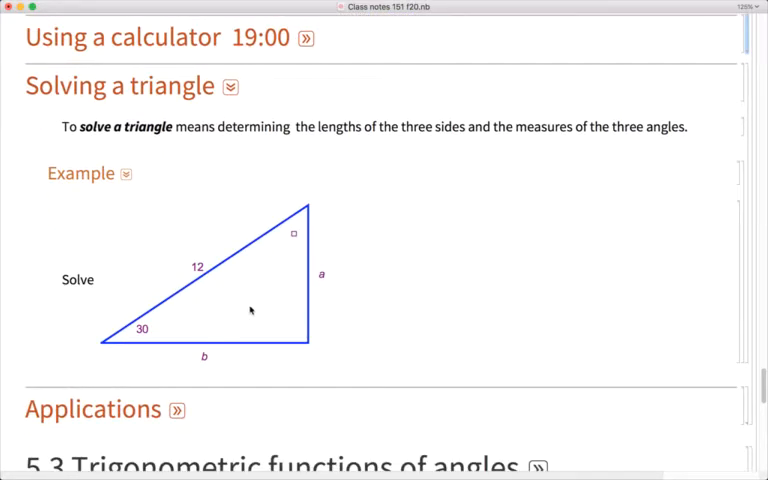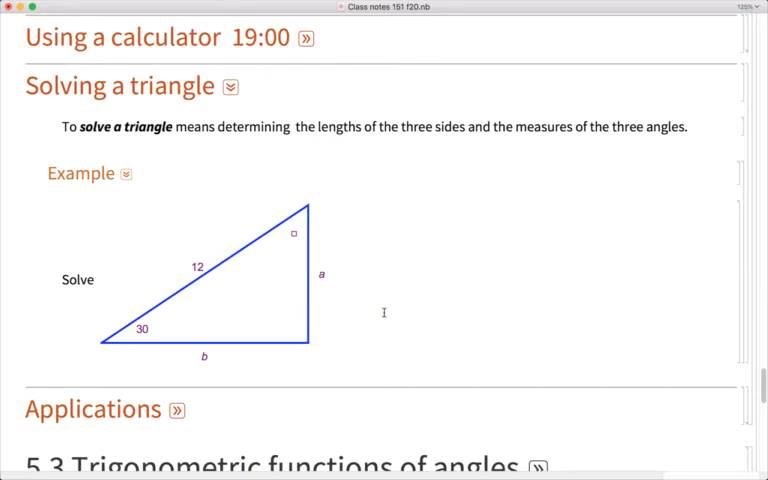Solve this triangle. It's like, why don't you just tell me what you mean? They mean that you need to find the remaining angle. Now this is a 90, so we don't need to look for this one. But you need to find the remaining angle and these two unknown side lengths. Right? So just code it in the word solve.